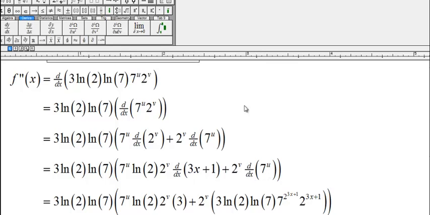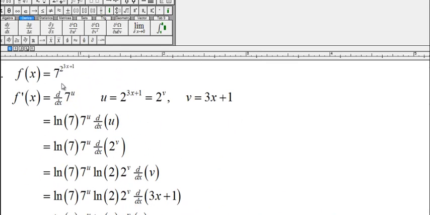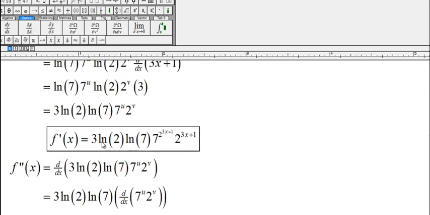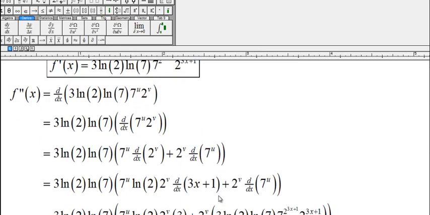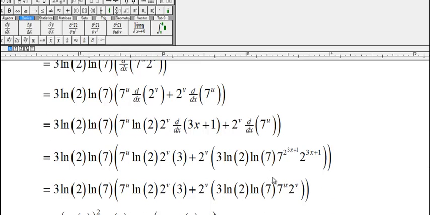But the derivative of 7 to the u is what we started with. So it's just the answer right here to this previous one. I'm going to put it in this form right here. 3 ln of 2 times ln of 7 times 7 to the u times 2 to the v, excuse me, at the end.